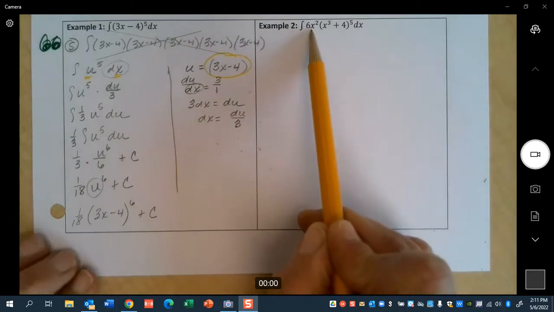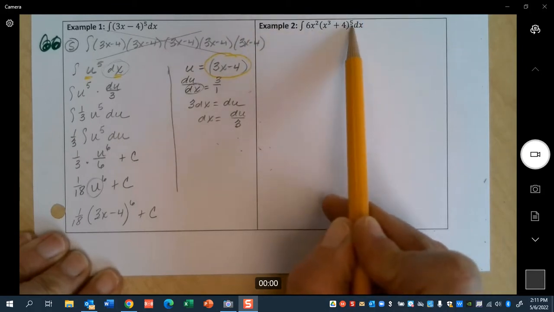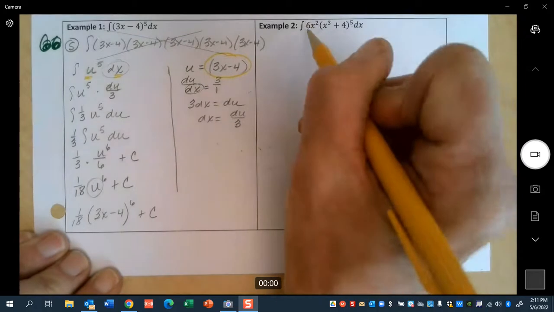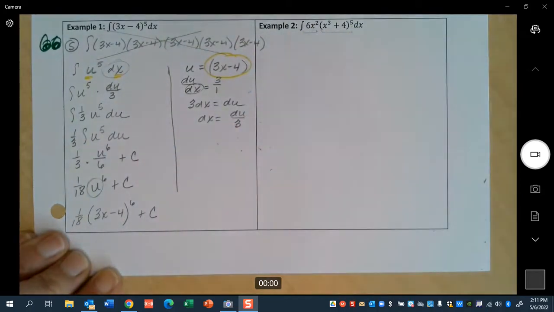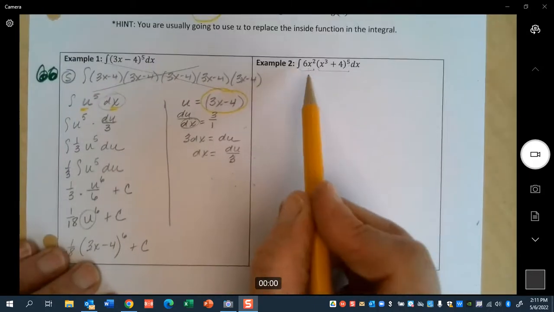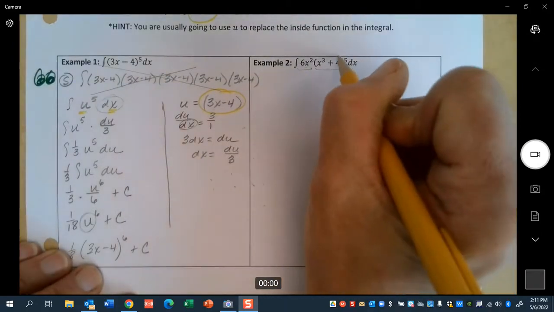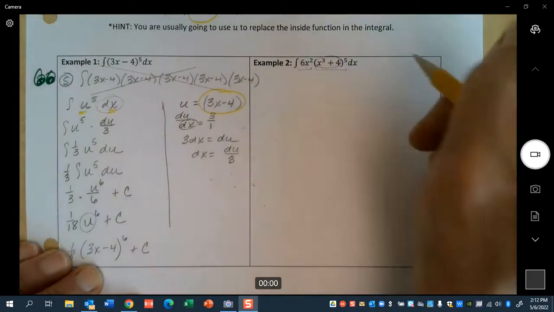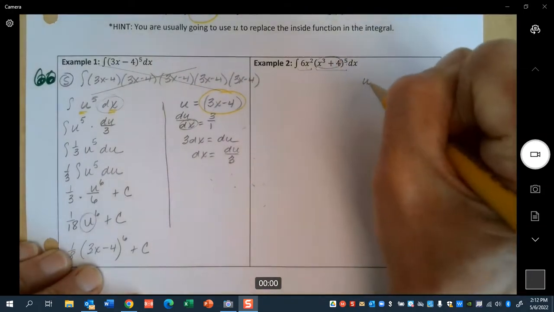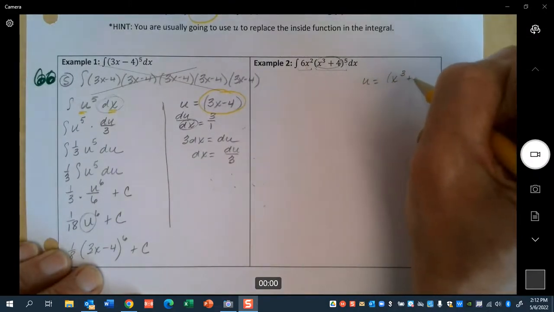Here I have my 6x squared times this function raised to a power. So the interesting thing here is you have to figure out what it is that you're going to note as your inside-outside function. And this one's a little confusing because you have this product here times this exponent, but I want you to see this inside here. So I'm going to let u equal x cubed plus 4.